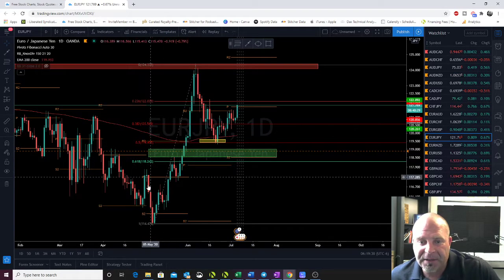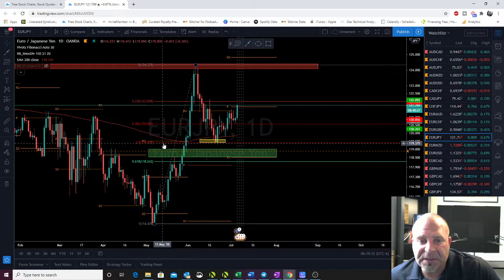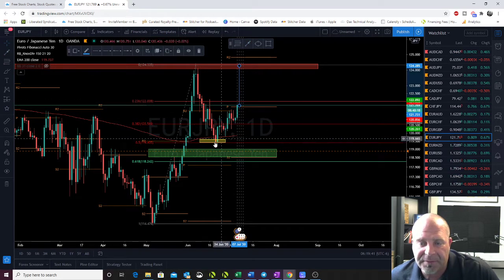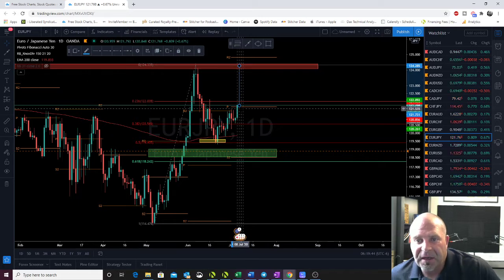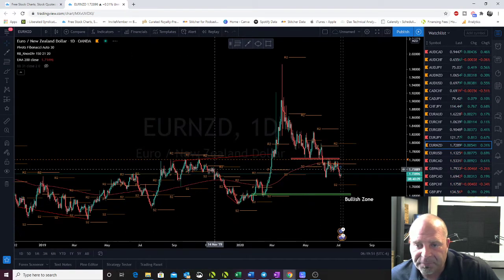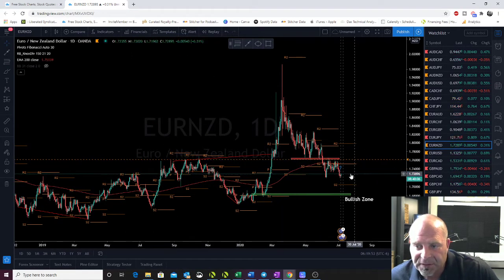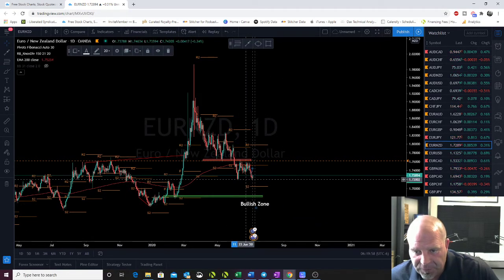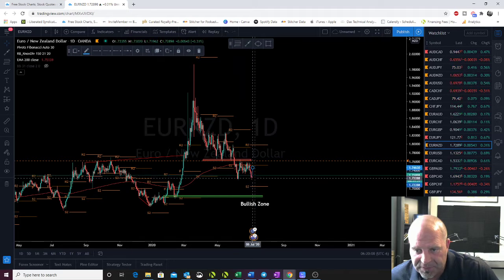Euro JPY. Looks like we bounced really good off the 50%. So this would tell me we have a really high probability at least coming back to zero. So not a bad buy trade right out of the gate. Euro NZD. We have not hit our sell alert, and it looks like we've double bottomed here a little bit. So I want to see if we get that.